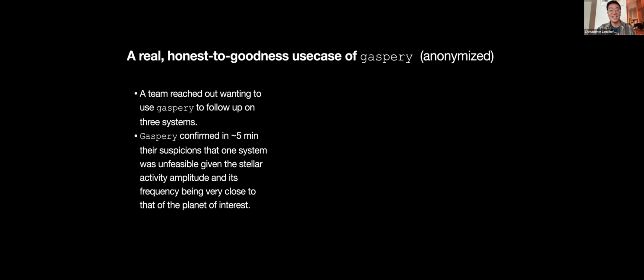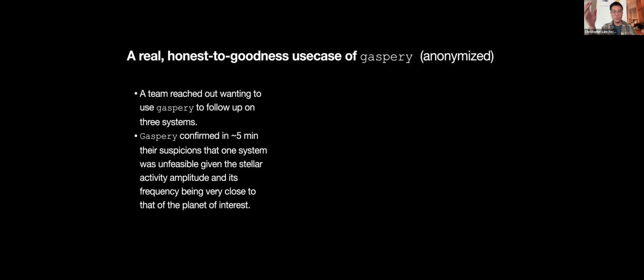Okay, so these were all tutorial examples to show how one might use Gaspery, as a way to, I don't know, sell Gaspery. And then a few months ago, some people actually metaphorically knocked on my door and said that they wanted to use Gaspery to follow up on three systems. This whole thing is anonymized. But I had initial feelings of, oh, I didn't think I'd get this far.